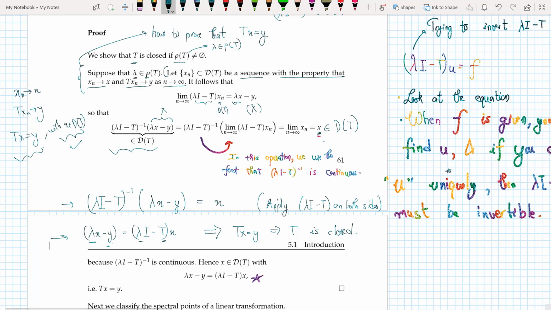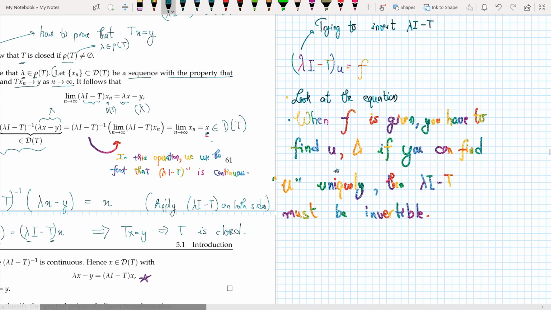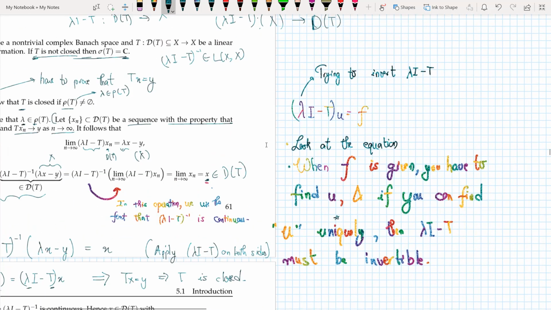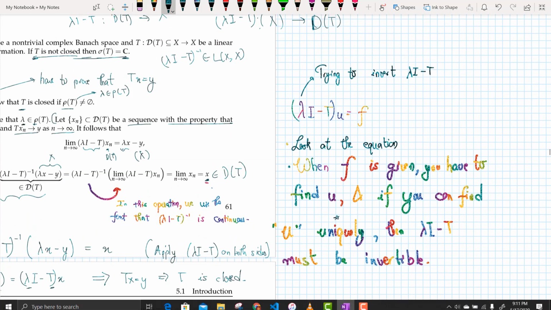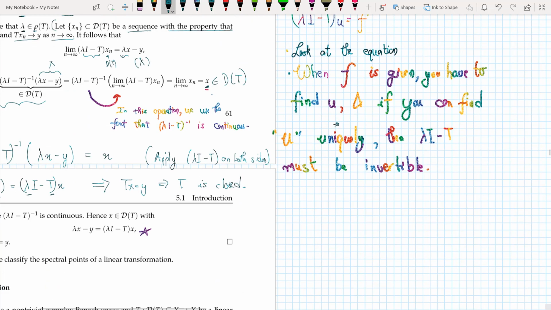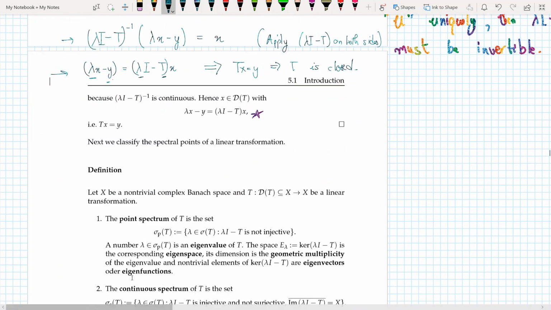So this is it for this proof, and this is just some explanation I wrote myself when I was looking at this proof for the first time. So I just wrote here that we are trying to invert λI − T. So look at the equation. When f is given, you have to find u. If you can find u uniquely, then λI − T must be invertible, and that is what we used in this.